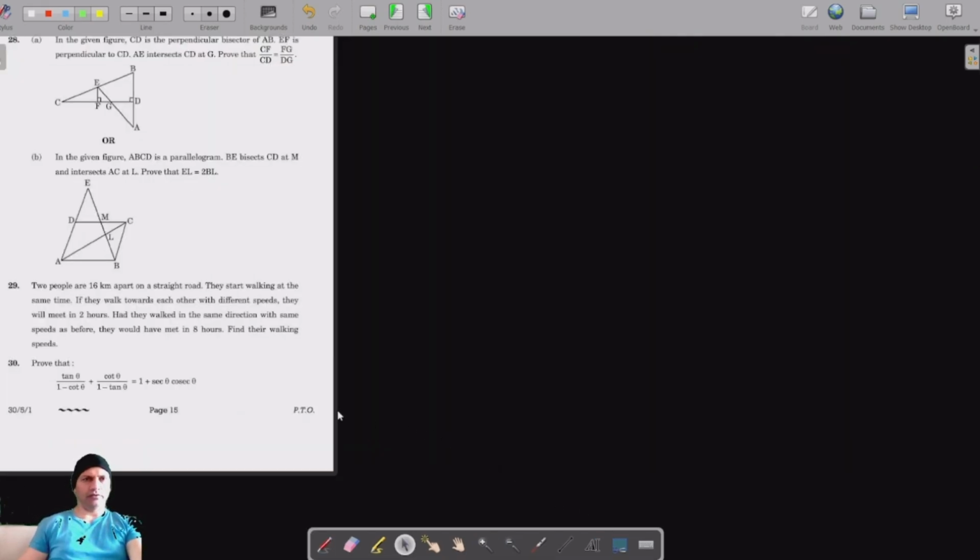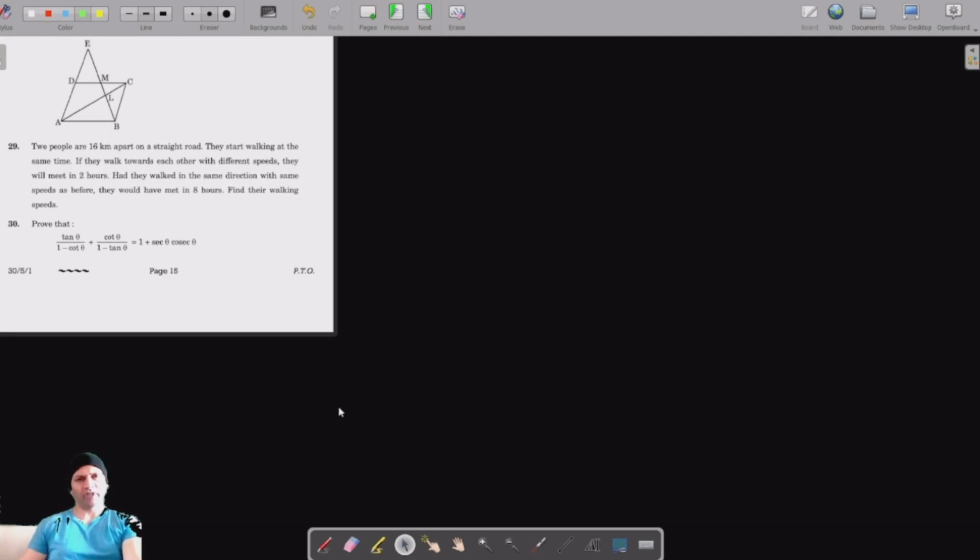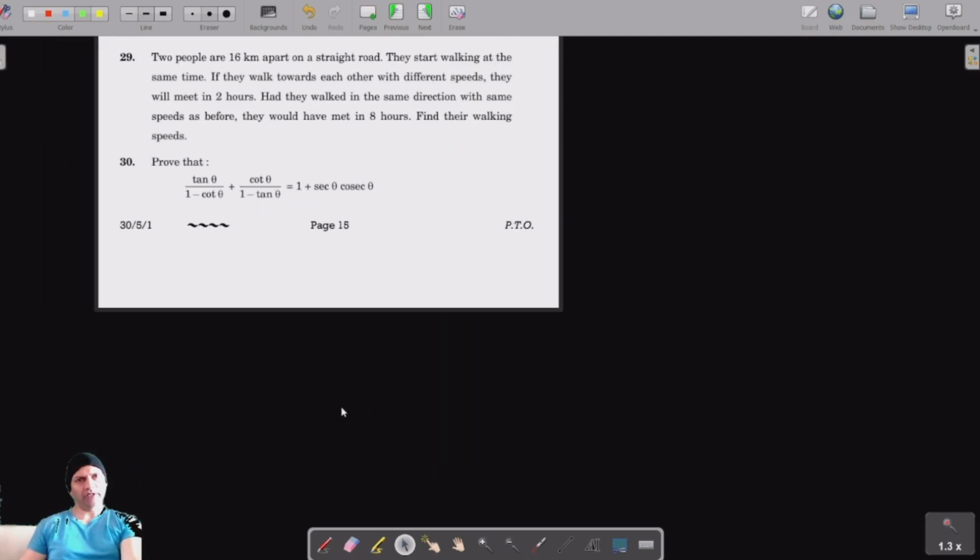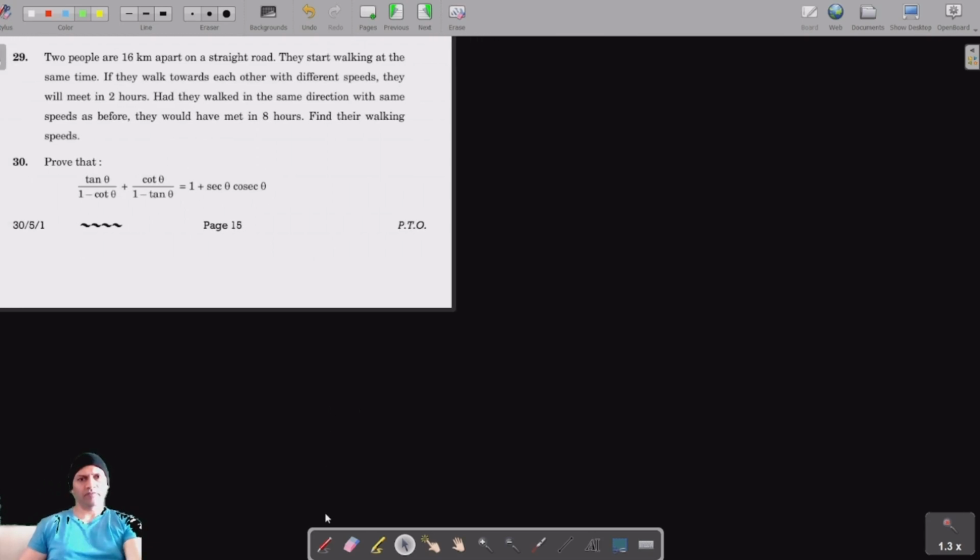Okay, we are on question number 29, and it's been asked to find the speed of the two persons on the road. Now they are 16 kilometers apart on a straight road. So let's say this is the straight road, and let this be person A and this be person B.